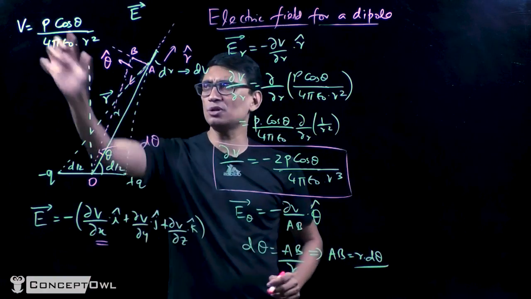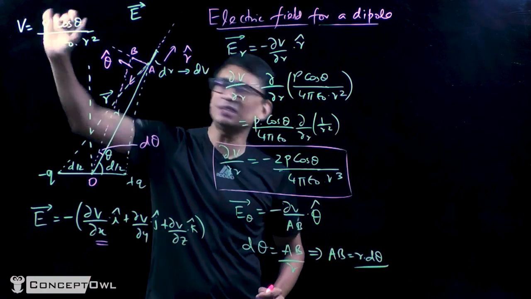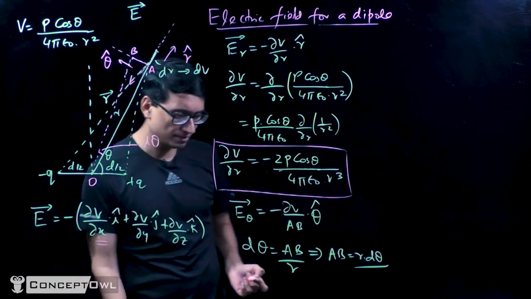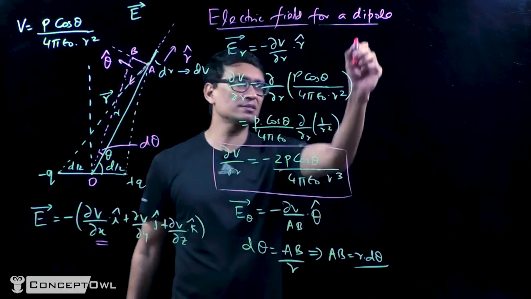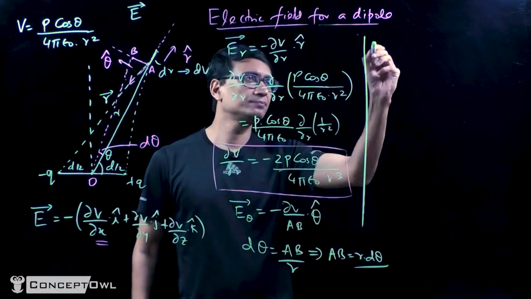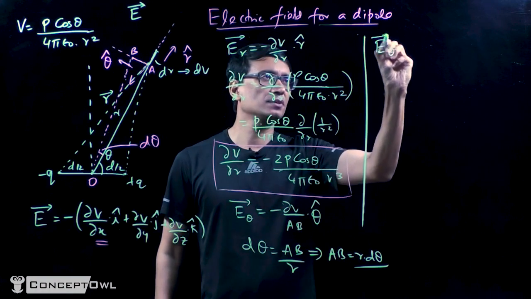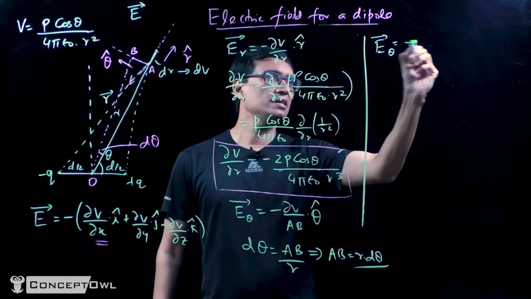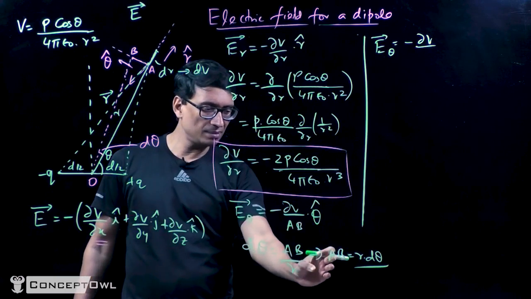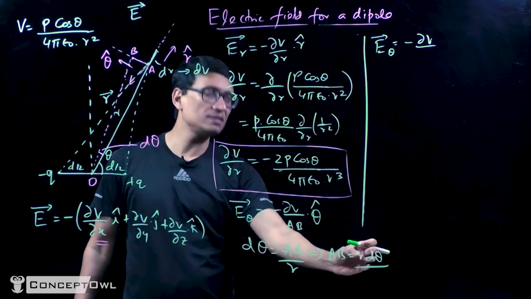And why are we doing this? Because we know V is a function of theta and r, so we want everything else in terms of theta and r. Then it will make our job easier, right? So now I can write E theta as minus del V by, and this AB, so it's going to be minus r d theta, right?